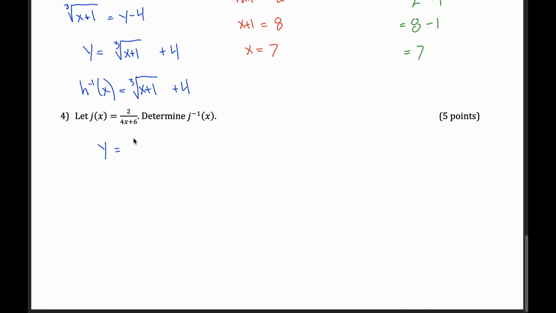First, change j of x into a y. So I get 2 over 4x plus 6 equals y. And then switch my inputs and my outputs. So I get x equals 2 over 4y plus 6. And then solve for y. And you're like, this is easy, same thing.